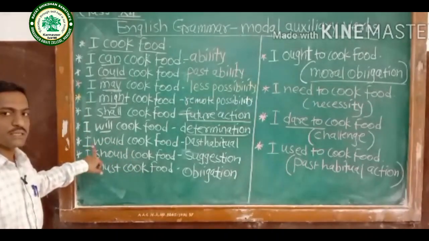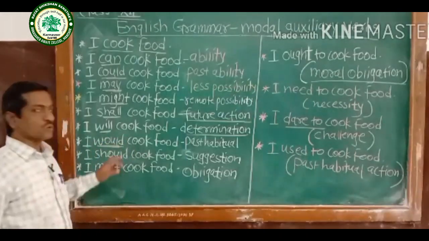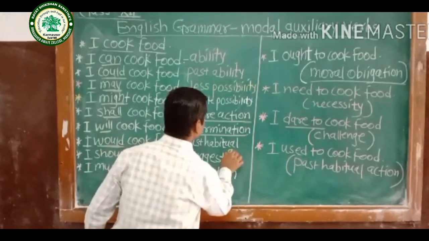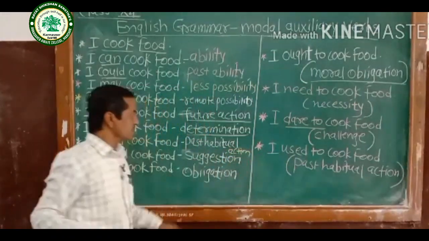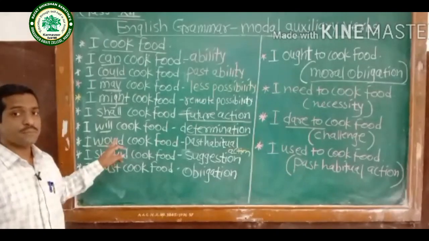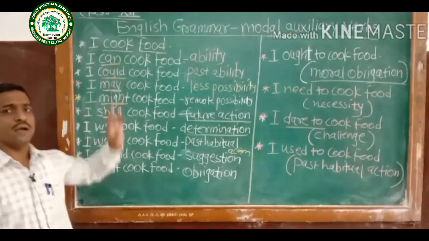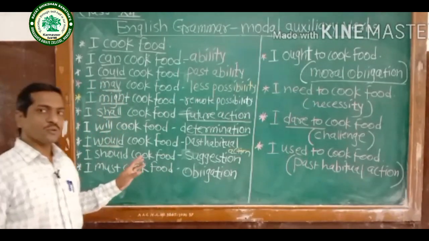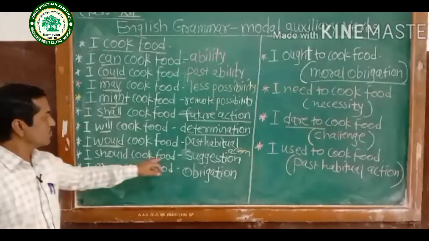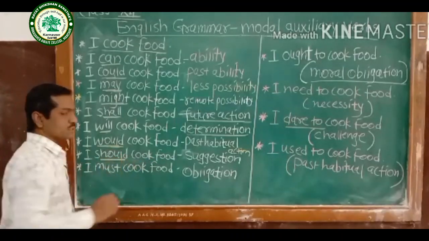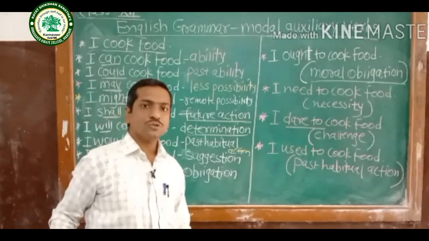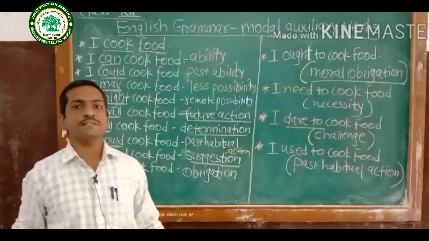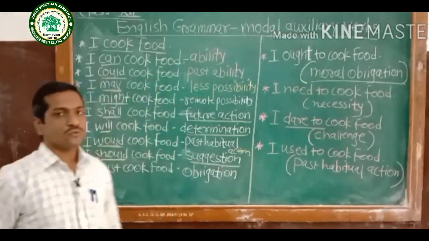Then the next modal auxiliary, that is would. This modal auxiliary, would, expresses past habitual action. In the past time I used to cook food, but now in present time I am not cooking food. Now I should cook food. In this sentence, should is the modal auxiliary verb and should expresses suggestion. I suggested myself that I should cook food.